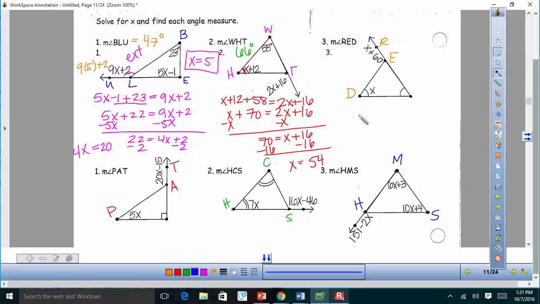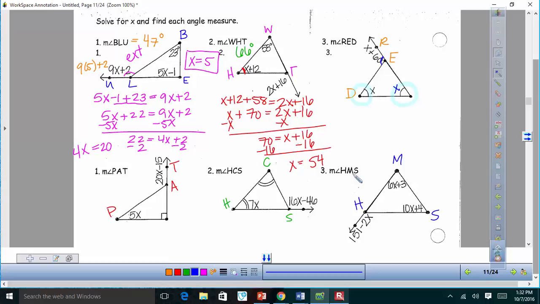So in number 3, what do these little marks right here mean? Okay, they're congruent, or they're equal. So if this angle right here is x, what is this angle? X. Very good. Now, they want us to find angle RED. Which angle is RED? The exterior angle. So we're looking for this right here.